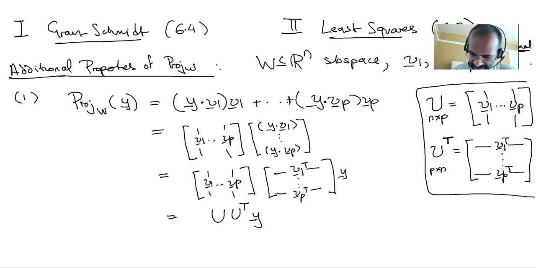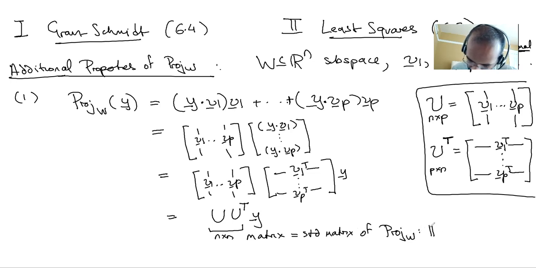Okay. And this makes sense, right? This is an N by N matrix because it's an N by P times P by N matrix. And this is the standard matrix of the linear transformation that is the projection, right? So we define this operation, orthogonal projection. What we're realizing is that it's actually a linear transformation. I mean, this is a proof of that, right? I just showed you that the projection onto W of Y is literally some matrix times Y. So it's a linear transformation. So any questions so far?